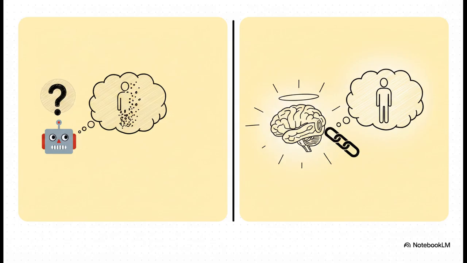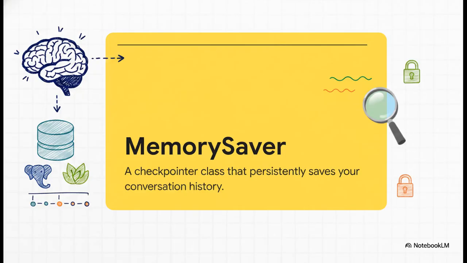But what we really want is a stateful agent. An agent that maintains a continuous session, one that remembers exactly what you discussed yesterday or even last week. Well, LangGraph actually gives us this brilliant built-in solution for this exact amnesia problem. It's called Memory Saver. So think of Memory Saver like a checkpointer. It's basically an object that persistently saves your entire conversation history straight to a database.